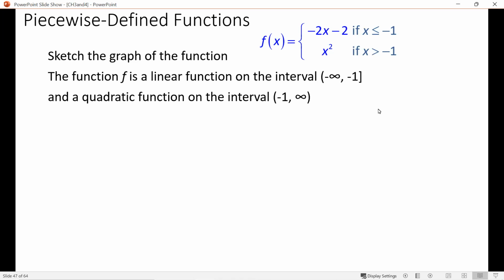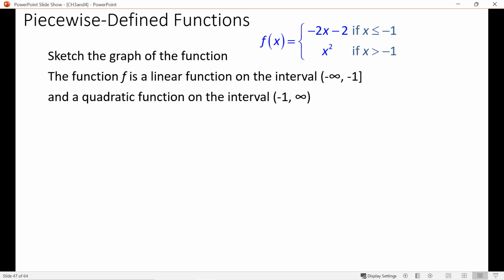So let's just do an example. If our function is -2x minus 2 for x less than or equal to -1, and our function is x squared for x greater than -1, let's try to sketch that graph.